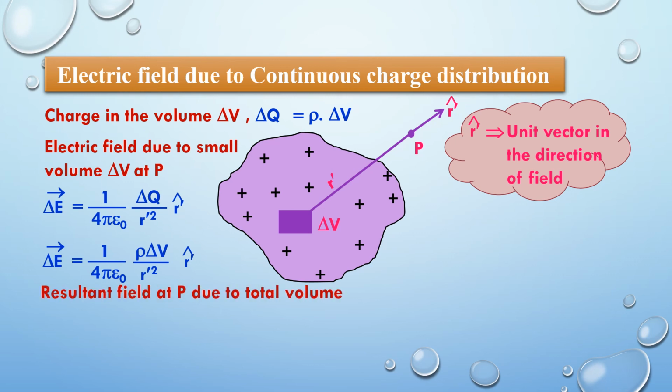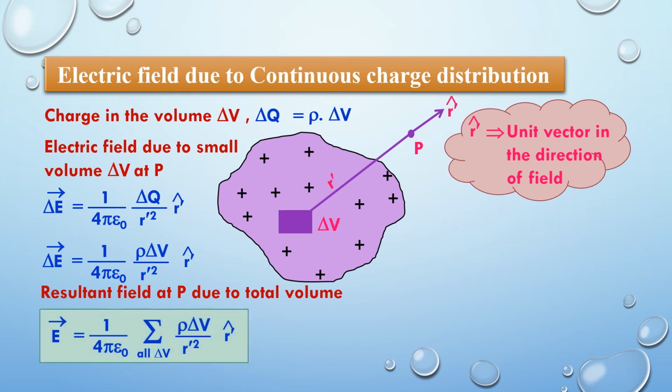So the resultant field at P due to the total volume can now be written as E is equal to summation of delta E, or 1 upon 4 pi epsilon naught summation of all delta V values, which is summation of rho into delta V upon r dash square into r dash cap. Or we can put it directly into the same form, where rho, r dash and the unit vector r cap all keep varying from one point to the other point.